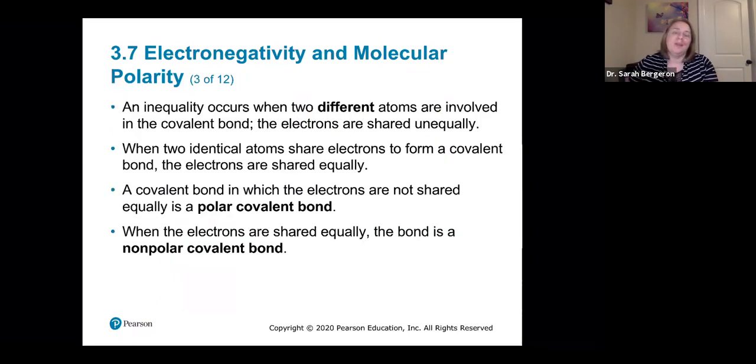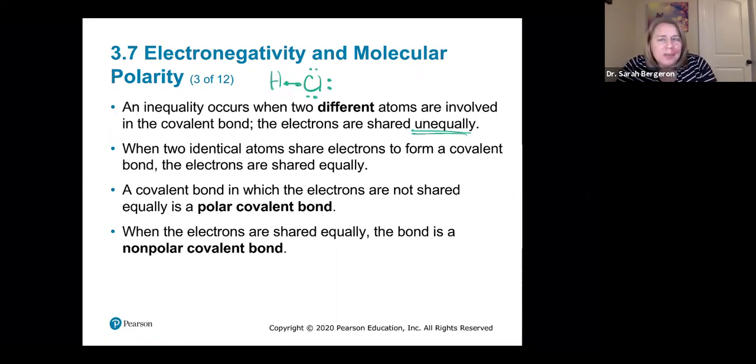So if we have two different atoms that are involved in a covalent bond, then they have different electronegativity values. They want the electron a little bit differently. One is going to want the electron more than the other. And so those electrons end up being shared unequally. So if you think about hydrogen bonded to a chlorine, right, you're going to end up with something that looks like this. That's going to be your Lewis structure, right? So that line that I drew there is a covalent bond. It's two electrons, one from hydrogen, one from chlorine, and they're sharing them.